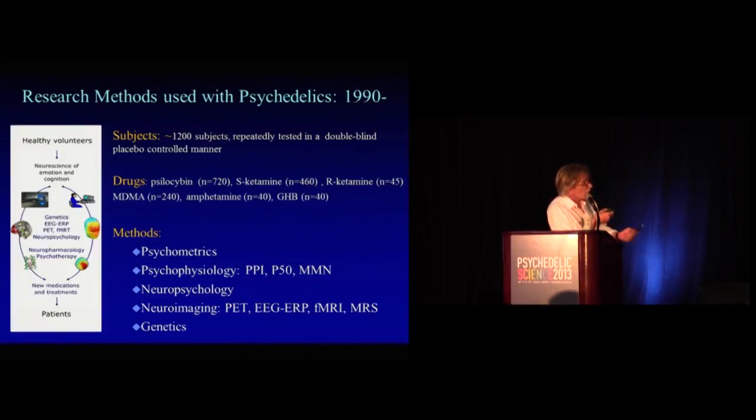So what we have done since the 1990s, we have studied about 1,200 subjects under controlled, placebo-controlled conditions on the various drugs: MDMA, ketamine, amphetamines, and some under psilocybin. We mostly use psychophysiological methods and psychometrics, and more recently, neuroimaging: PET, EEG, and fMRI.